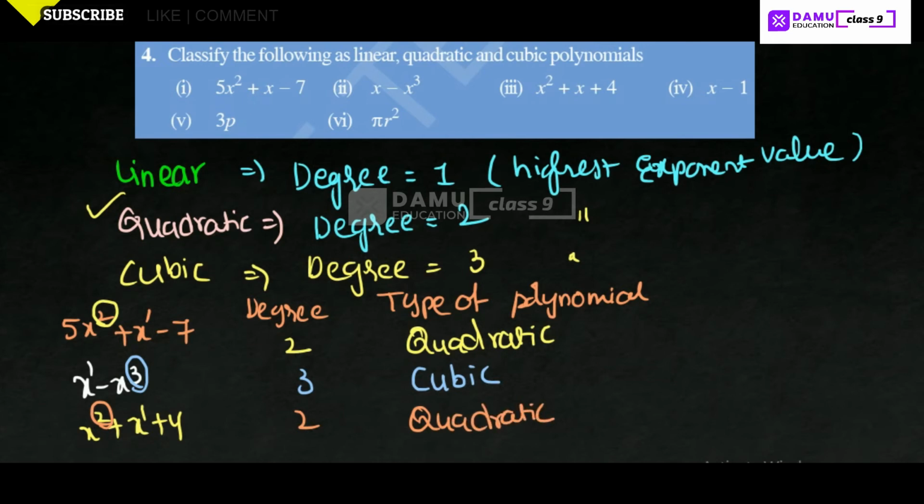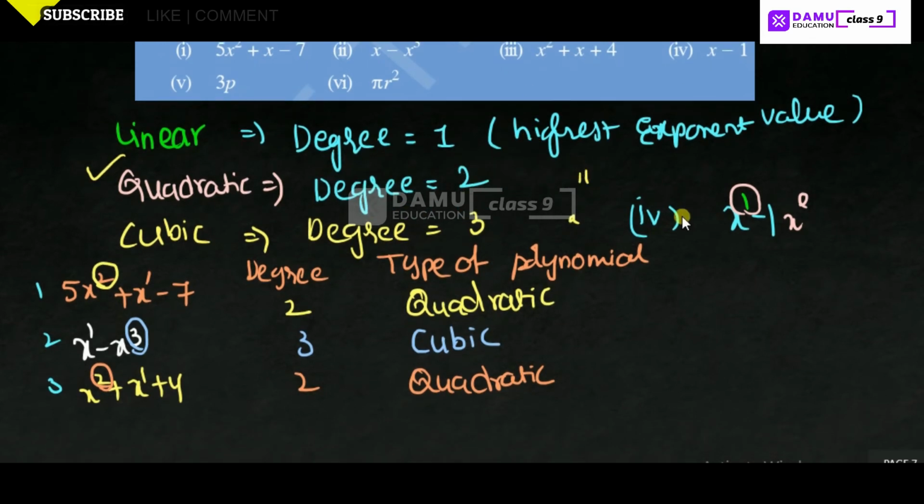Next, our fourth one is x minus 1. Here x power 1 is there, so 1 is the highest. Here you can also write x power 0. So the degree will be equal to 1. Then what can you say? This one is linear, a linear polynomial.